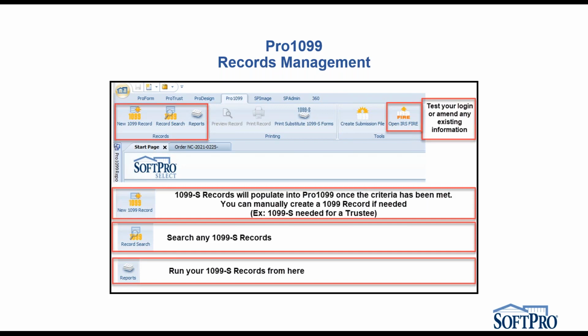With our record search, this gives you the ability, again, your order will live in ProForm, but if for some reason you just need to verify something on a 1099-S record itself, this will give you the ability to search, and I'll get the chance to show you that here in a few minutes. And then our reports, this is the button where you're going to come in and run our actual exception reports and the other reports that we have available for you guys.